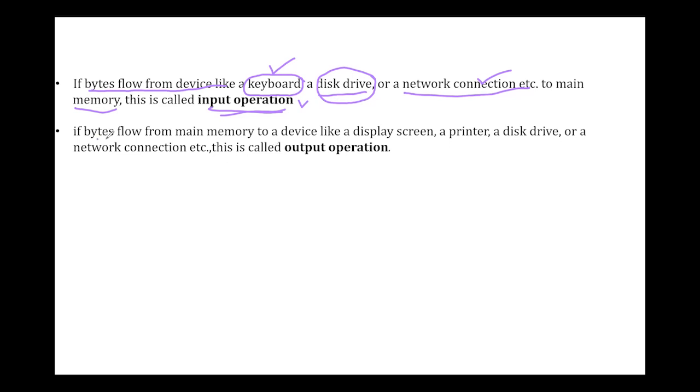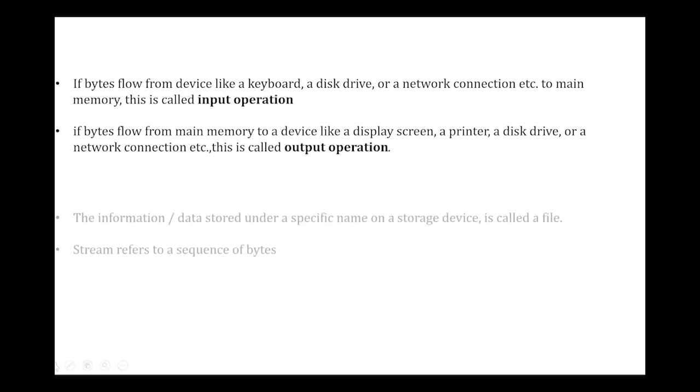Now, if a byte flows from the main memory to a device like a display screen, that is nothing but your monitor, a printer, a disk drive, or a network connection, etc., it is called an output operation. Just the opposite. That is from your memory, you are giving output to any other device. It is called an output operation. So this is about the definitions of input operations and output operations.